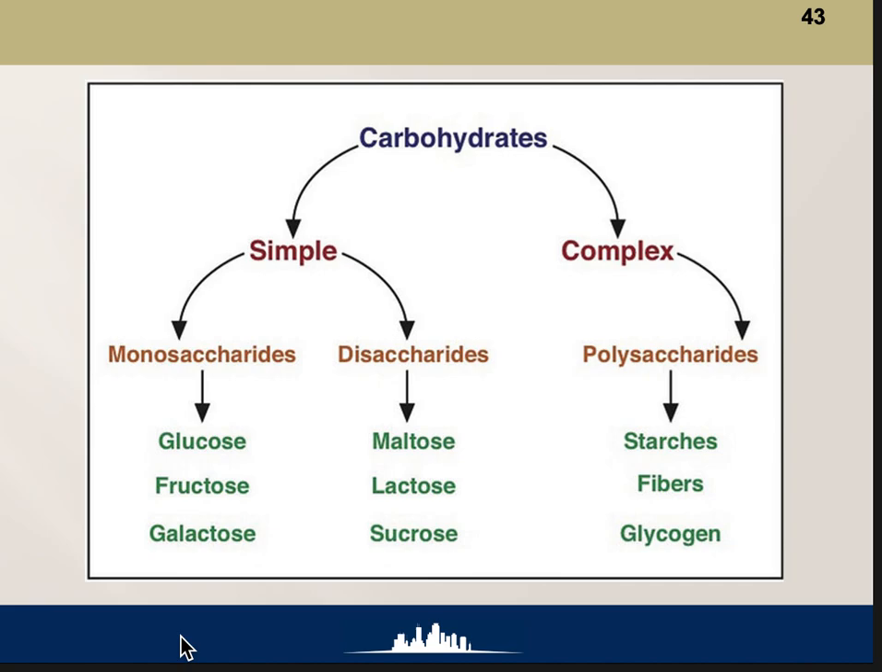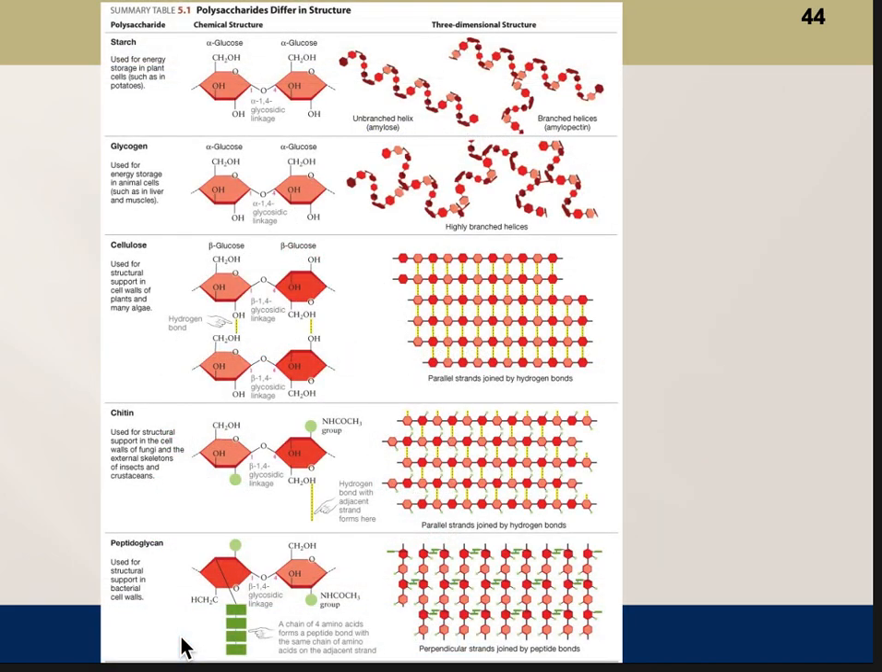So a great chart comparing this shows that we have simple and complex carbohydrates. Monosaccharides and disaccharides are going to be on one part of the list, and then we have polysaccharides on the other part of the list. The reason this PowerPoint is so long is that we have a lot of pictures in it. So we have polysaccharide chemical structures and three-dimensional structures.